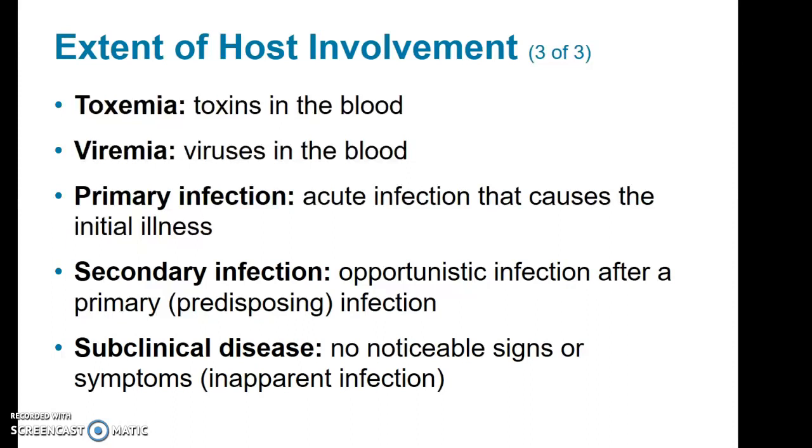A primary infection is an acute infection that is what causes the initial illness. A secondary infection is an infection that happens after a primary infection causes the host to be predisposed to other infections. So it's an opportunistic infection. A subclinical disease is where you have an infection, but there are no signs or symptoms that can be observed.